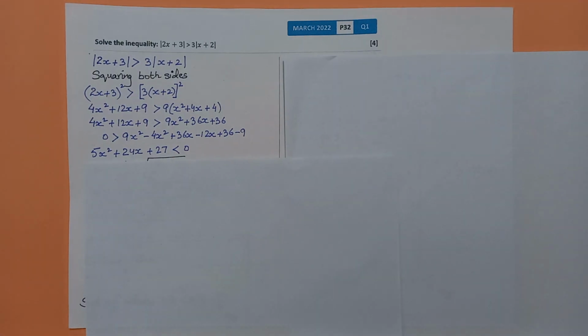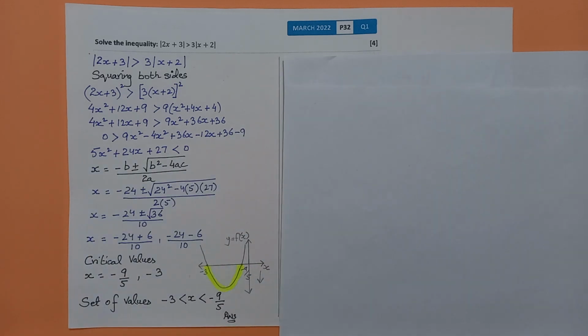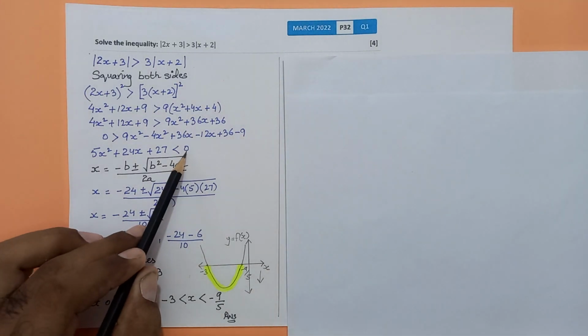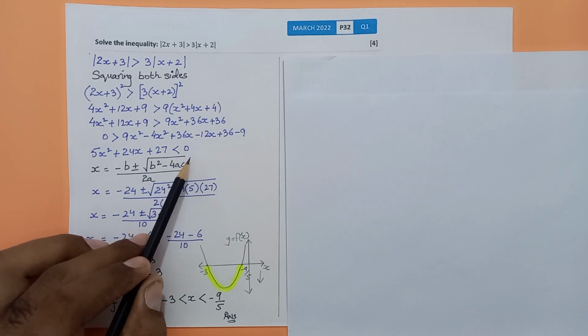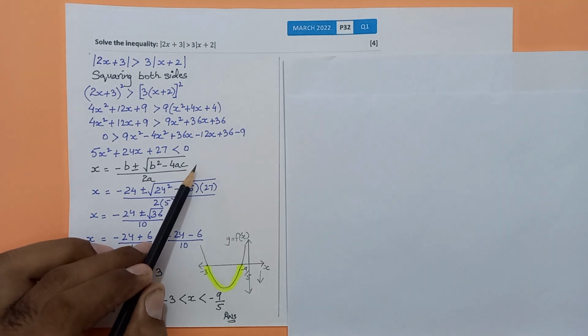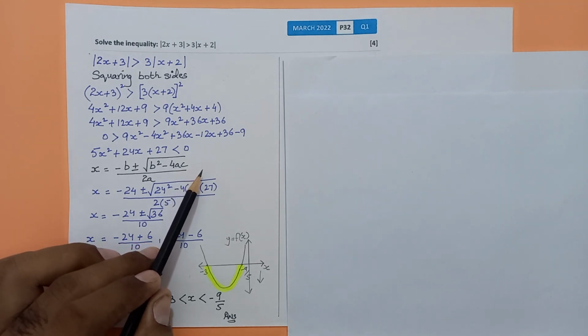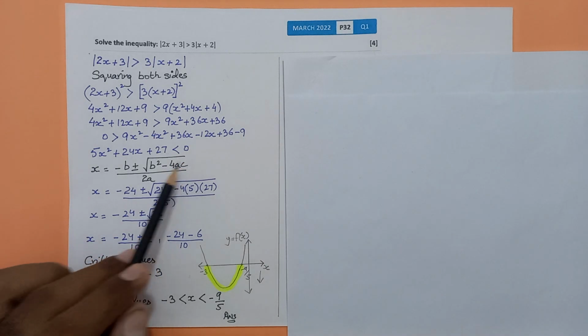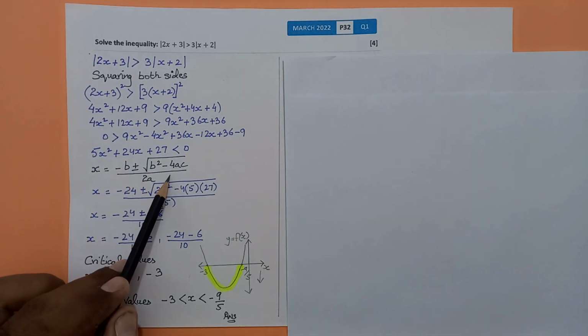The next step is to find the critical values. Critical values means the values of x which are on the x-axis, because over here it is 0, which is representing the value of y. That means we need the two values of x which are on the x-axis. That means the x-intercepts, also called the critical values. Just use the quadratic formula.